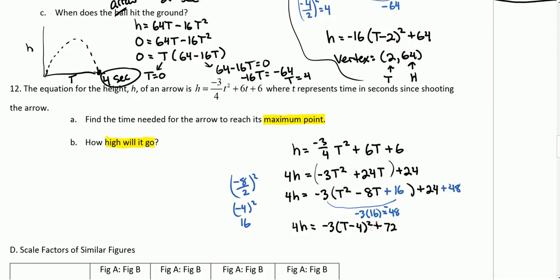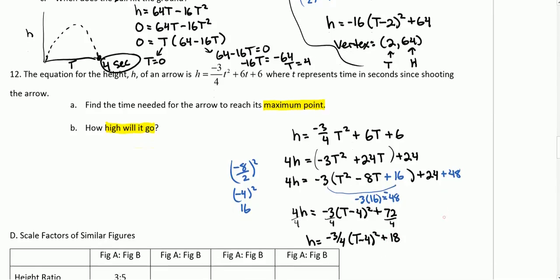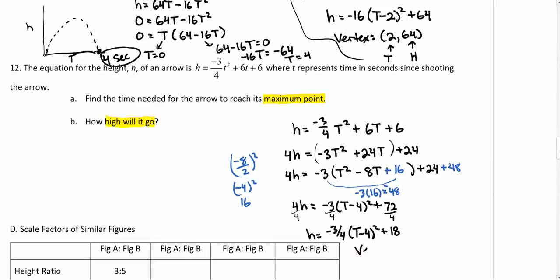And then the last thing to do is to solve for h. So we're going to divide by 4. You divide these three pieces by 4. And you get the height is negative 3/4 times t minus 4 squared plus, 4 goes into 72 18 times. So our vertex is (4, 18), where 4 is our time and 18 is our height.